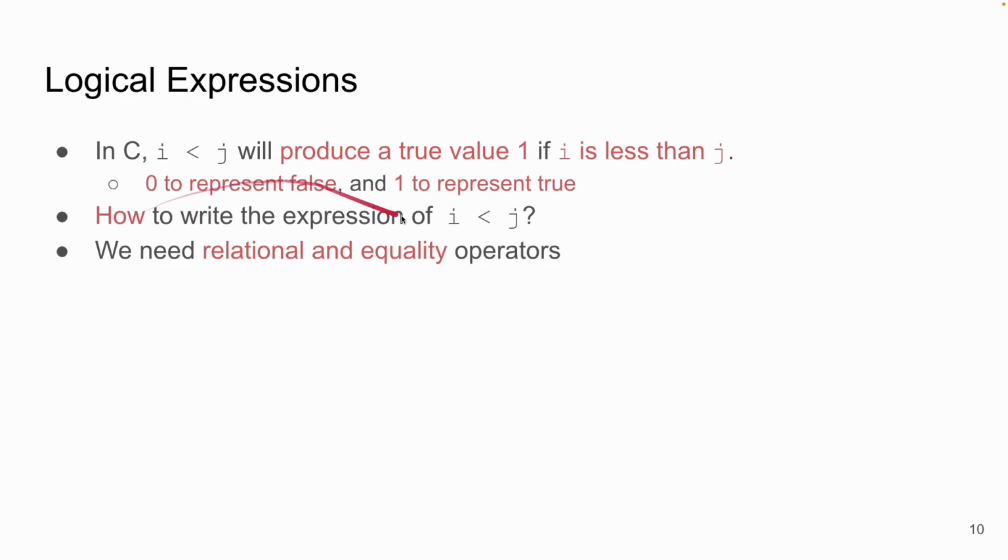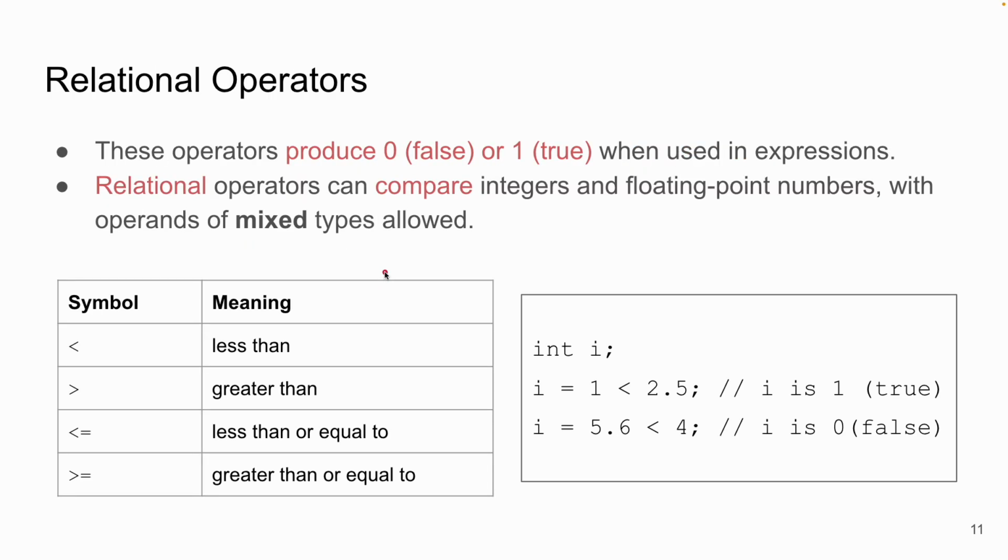So how do we write this mathematical expression in C? To write this, we need two kinds of operators, the relational and equality operators. First, let's check out the relational operators. This is the table of all the relational operators. You can see the symbols are pretty similar to the symbols you use in math, right? This is called less than, and this is greater than. If we add the equal symbol right after these two arrows, this is less than or equal to, and this one is greater than or equal to.